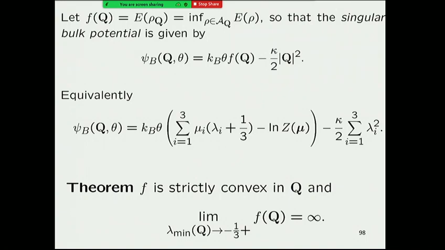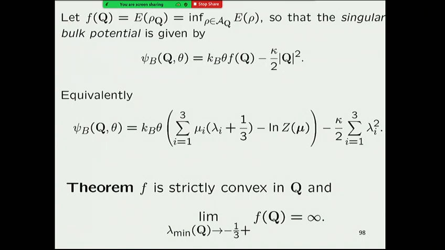And now you note that f of q, which is E of rho q, so the minimum value of E among rho, is a strictly convex function of q, and it blows up as the minimum eigenvalue goes to minus a third. That's why we call this the singular bulk potential. Okay, and that's what we wanted to do. Of course, this term remains bounded because q is bounded. It's in fact mod q.